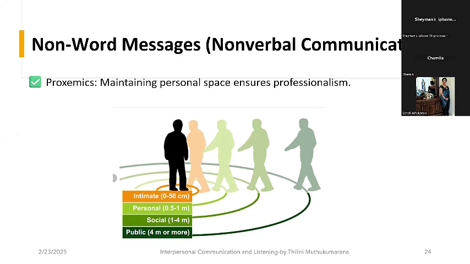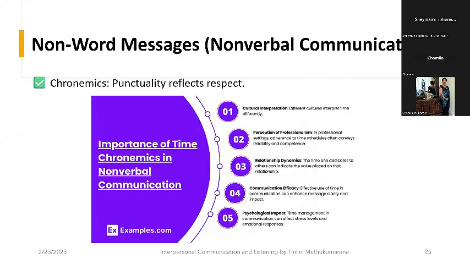And the distant relationships that we maintain are called formal relationships. There you may have to use this distance. It's very important, right? So the social and public distances are very formal, like with the boss and all those people. So you have to understand this is very important. Maintaining your personal space ensures your professionalism. Okay. So we discussed body language, then paralanguage, and also proxemics.